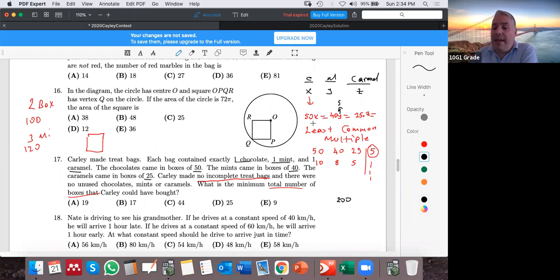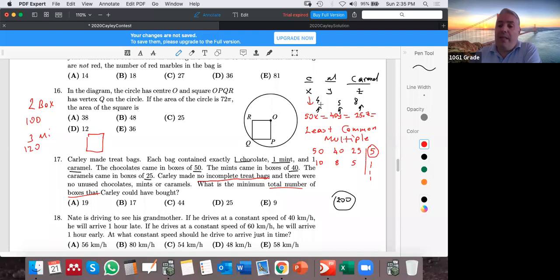And how can I get 200? By using X times something. So what should it be? X to get the 200. I think it should be 4, right? 4 times 50 will be 200. And then similarly, how could it be 25 to 200? Which number do I have to use? I think 25, 50, 100, so it will be 8. So 8 times 25 will be 200. So 200 is our least common multiple.